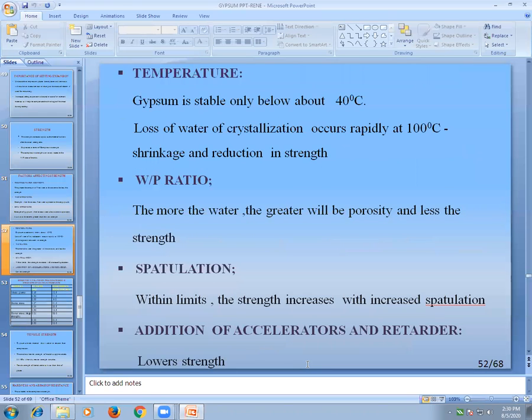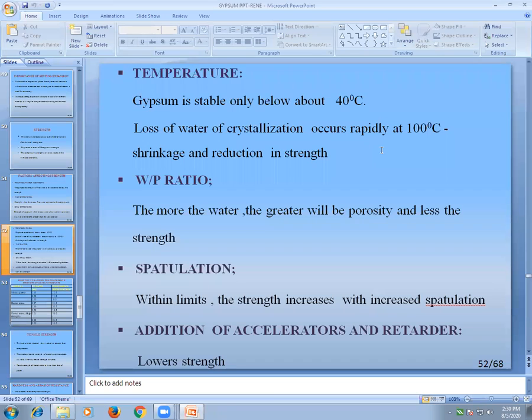Temperature. Gypsum is stable only below 40 degrees Celsius, as we have seen that above 50 degrees Celsius the setting reaction is slow, and at 100 degrees Celsius there is no reaction at all. Loss of water of crystallization occurs rapidly at 100 degrees Celsius, causing shrinkage and reduction in strength.